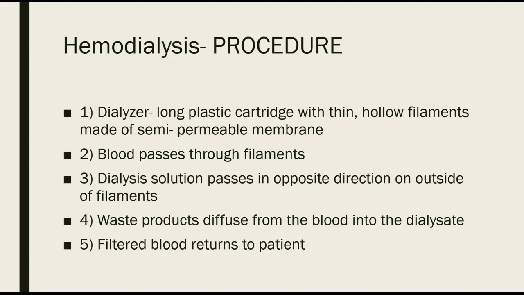The procedure for dialysis is the dialyzer, which is the long plastic cartridge, has thin hollow filaments, and they're made of that semi-permeable membrane. And so the blood is going to pass through those filaments, and the dialysis solution is passing in the opposite direction of those filaments, and there's going to be an exchange, and the waste products are going to diffuse from the blood into the dialysate. And then the filtered blood will be returned to the patient. So that's a very basic way of understanding what happens in hemodialysis.